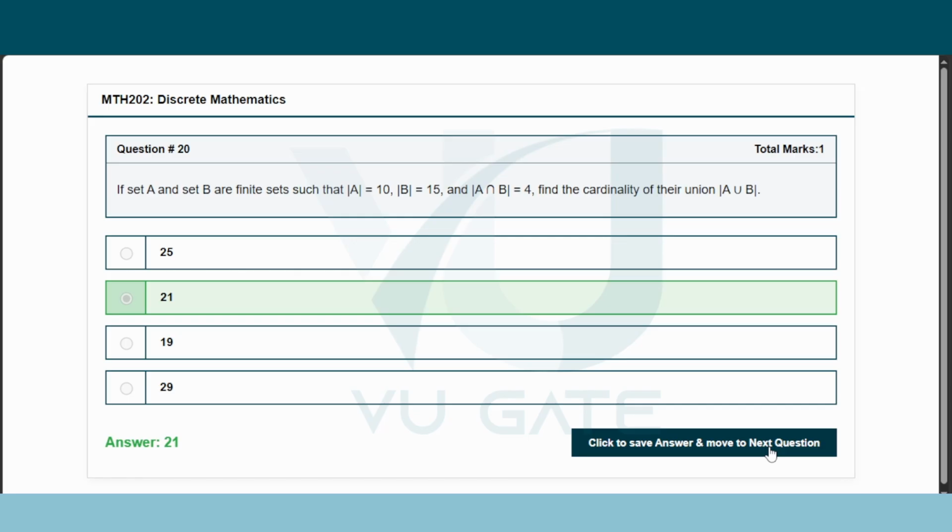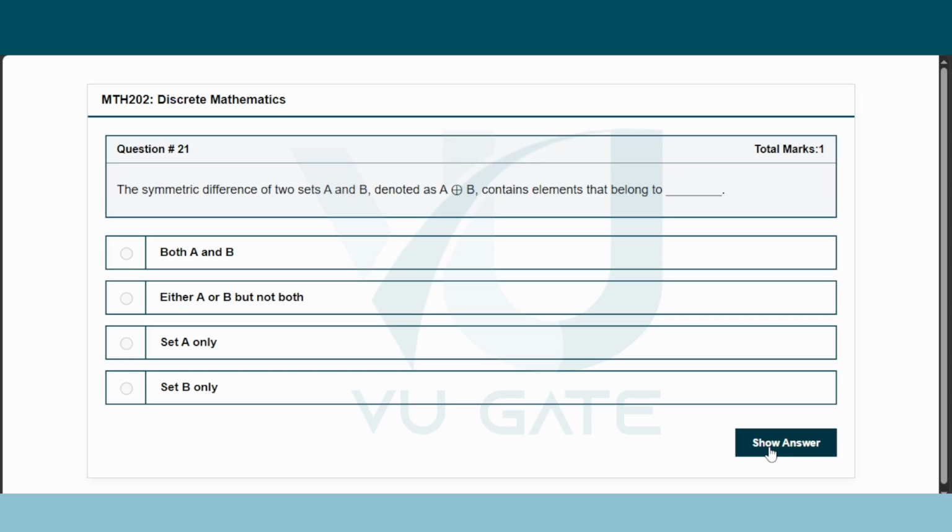A union B. The correct answer is 21. Question number 21. The symmetric difference of 2 sets A and B contains elements that belong to blank. The correct answer is either A or B, but not both. Question number 22. Which of the following relations defined on the set of integers is not reflexive?